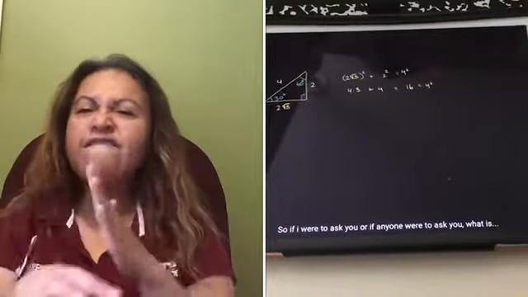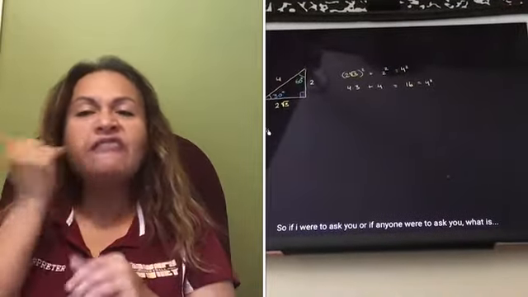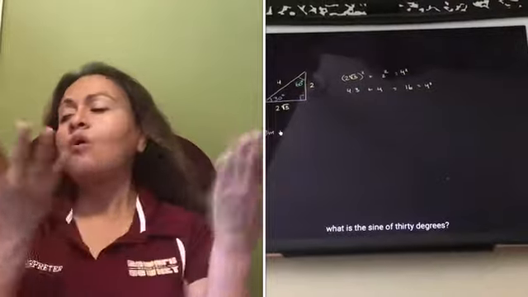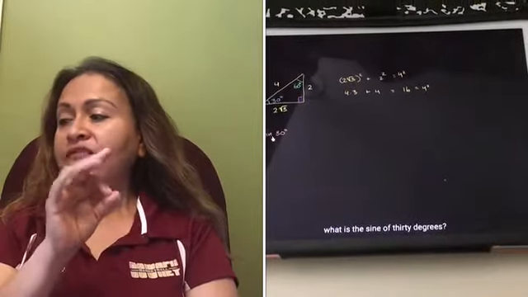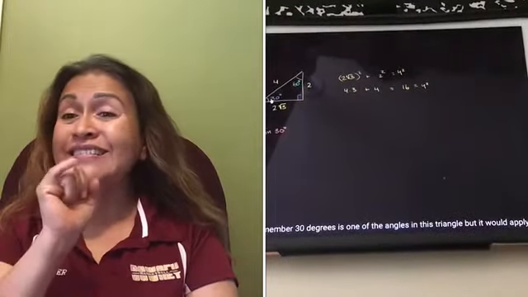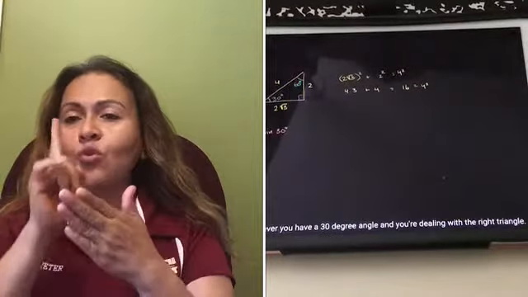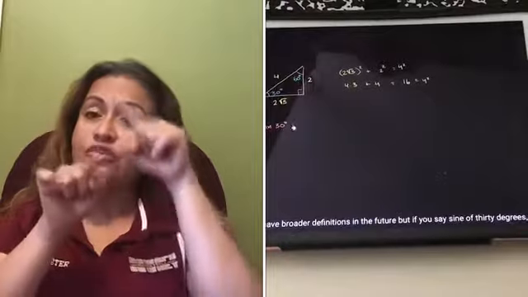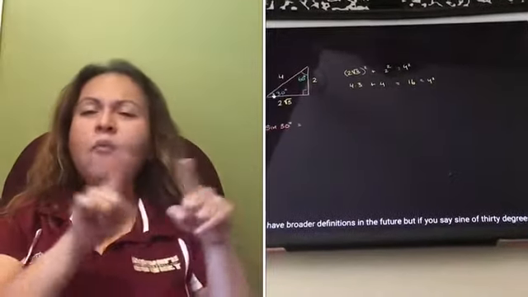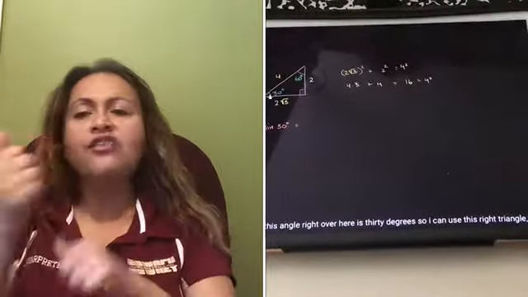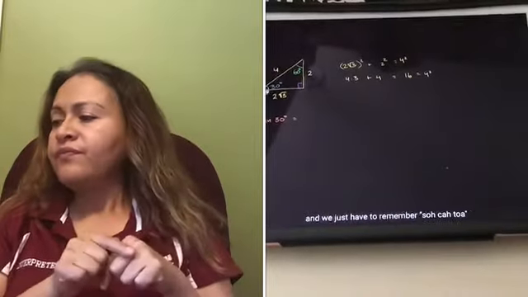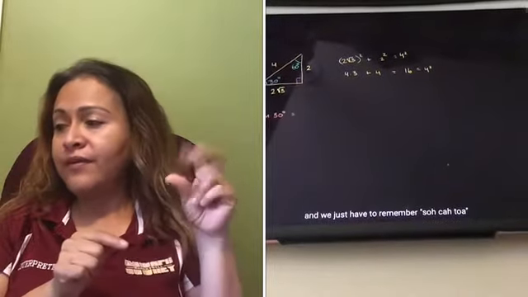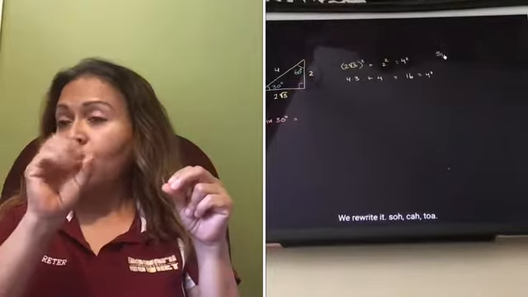So if anyone were to ask you, what is the sine of 30 degrees? And remember, the 30 degrees is one of the angles in this triangle, but it would apply whenever you have a 30-degree angle and you're dealing with a right triangle. We'll have broader definitions in the future. But if you say sine of 30 degrees, hey, this angle right over here is 30 degrees, so I can use this right triangle. And we just have to remember SOHCAHTOA. Let me rewrite it.